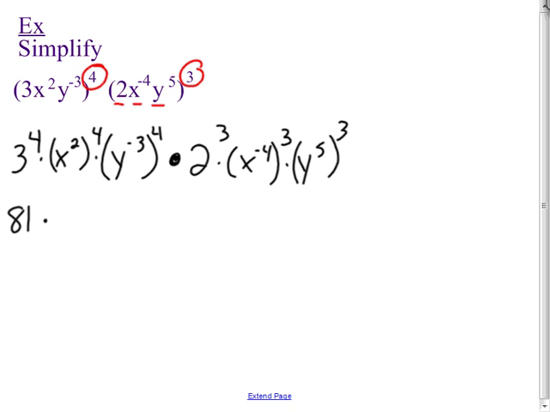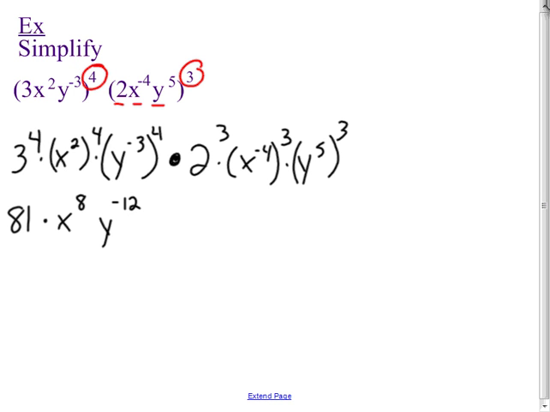And then my next one, I have x squared to the 4th. Well, power to power, I know I multiply, so that's x to the 8th. Y to the negative 3rd to the 4th: I'm going to do the power to a power first, which gives me y to the negative 12th. Some of you may wish to push that y to the negative 3rd to the denominator. Perfectly fine. I just would prefer to hold off on my fractions for the time being in this problem.